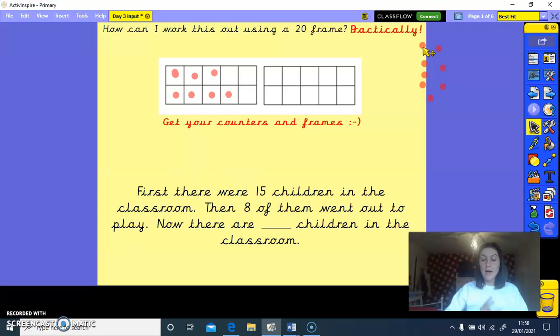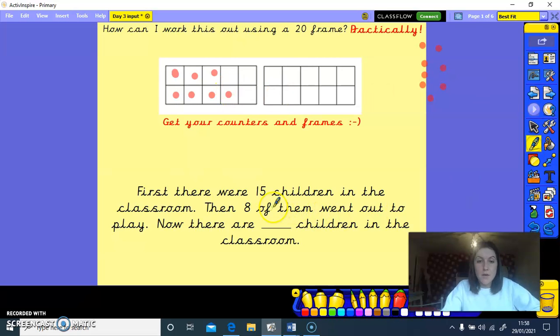Brilliant. So now we need to count how many we've got left in our 20 frame. So we can now see we've got none over here, but how many are left in the starting one? Let's have a count. 1, 2, 3, 4, 5, 6, 7. So 15 take away 8 equals 7. Brilliant job. 15 take away 8 equals 7.